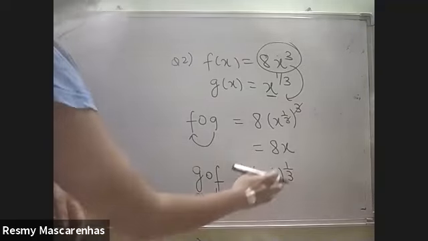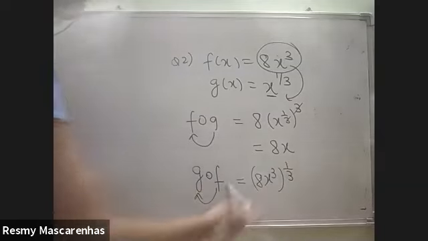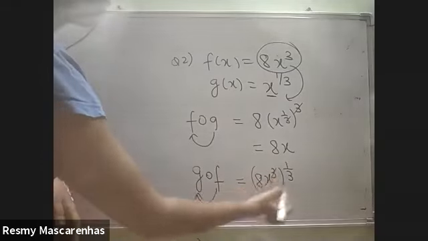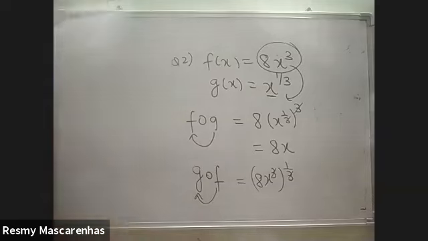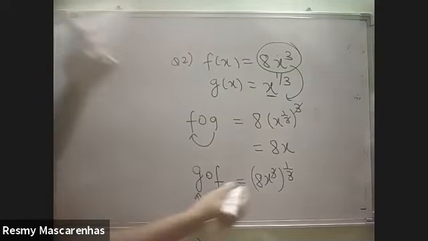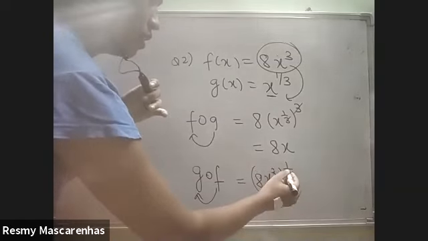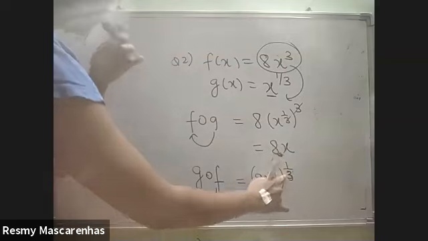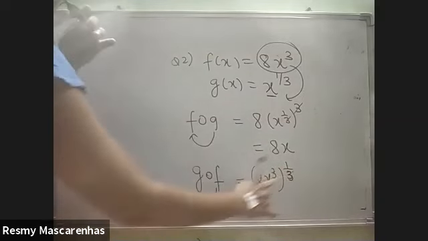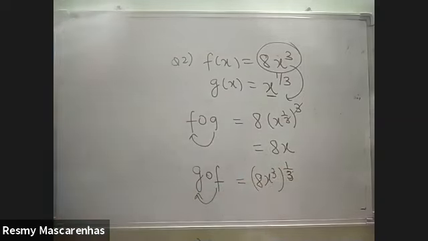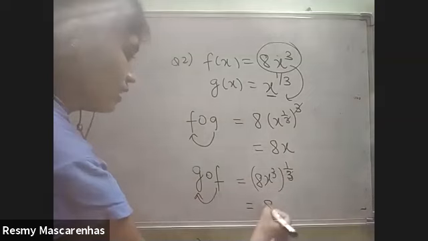Now one more thing, don't directly cancel. See, there's a bracket now. If you cancel like this and write the answer as 8x, you will get it wrong. Why? I will tell you. Before cancelling, remember that this 1 by 3 will belong to both the terms, to 8 also, to x also. So it will be like this.